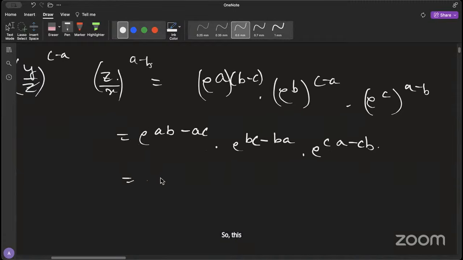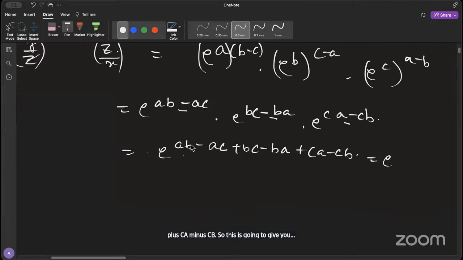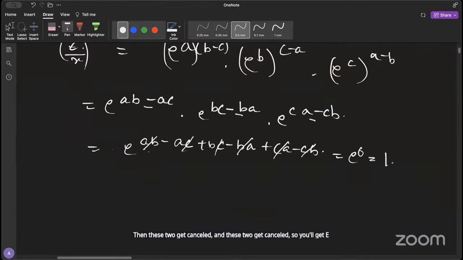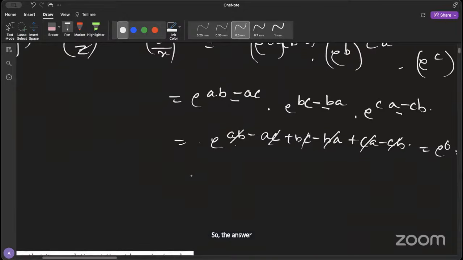So this is going to be equal to e to the power, and how do you multiply these things? You just add the powers, right? So you'll have ab minus ac plus bc minus ba plus ca minus cb. These two get cancelled, then these two get cancelled, and these two get cancelled. So you'll get e to the power 0, which is 1. So the answer to this will be 1.